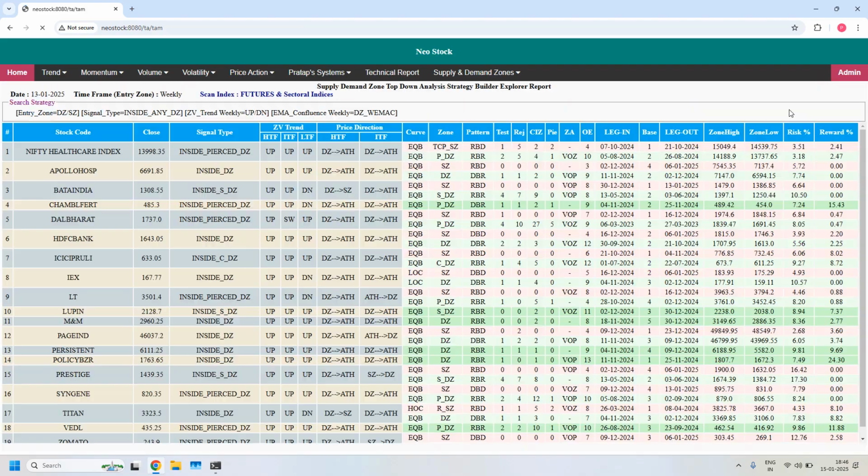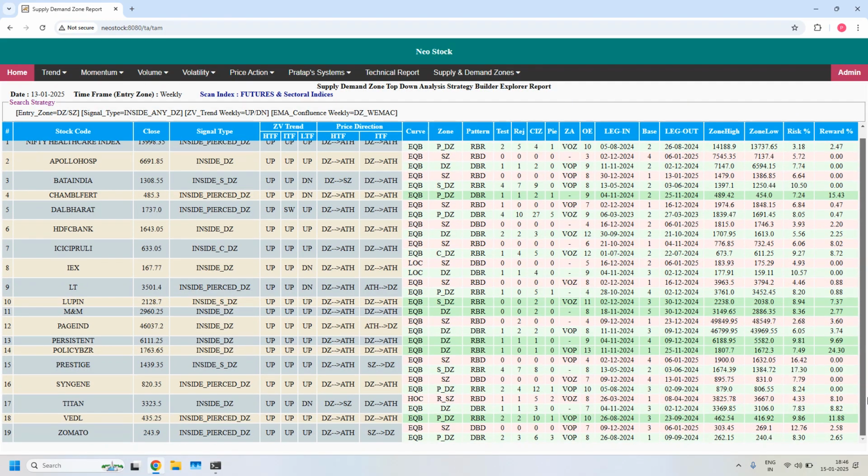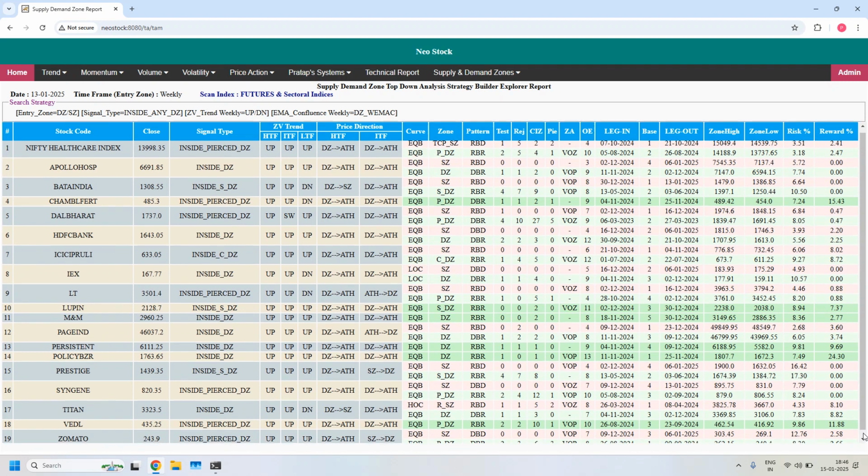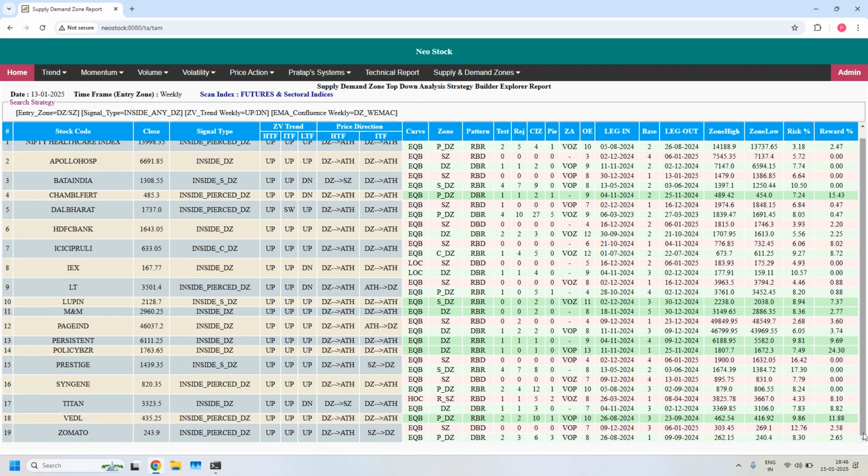Now let me filter the stocks. Now the list has come down to 19 stocks. First 18 stocks we are seeing in the list. Scrolling the list down. So total 19 stocks are filtered where price closed inside the weekly demand zones.